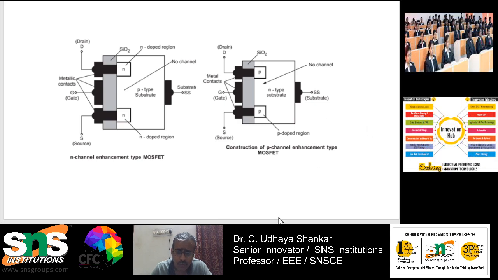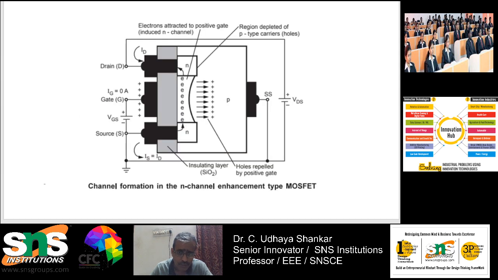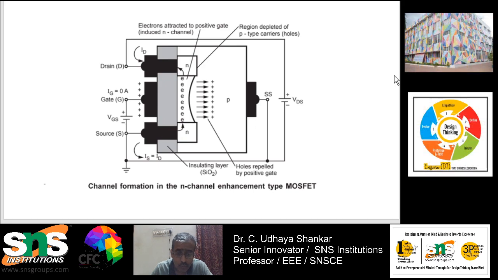Now let us go into the operation, how it works. I will just give you an idea of how this particular N channel MOSFET is working. In order to make it work, we have to give two different sources.